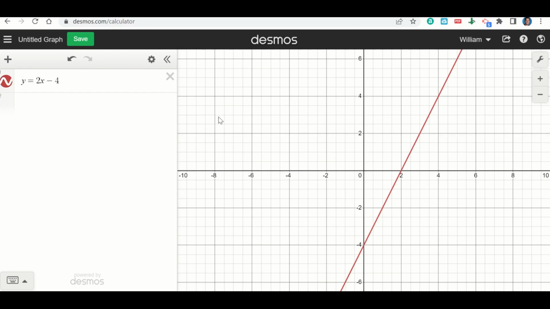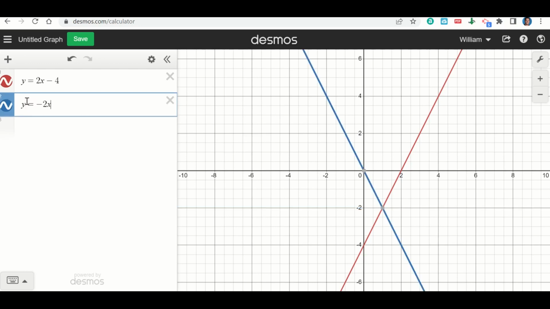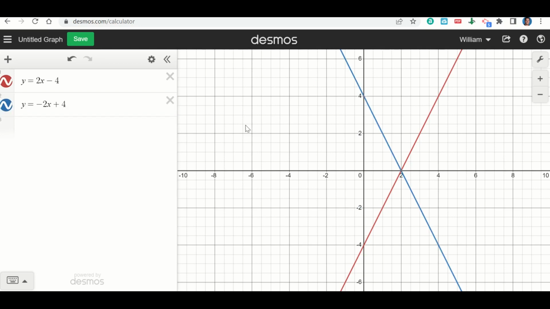So there's our first equation. Now we're going to type in our second equation. So we're going to go to the line below it. And let's say it's y equals negative 2x plus 4. So there's my two lines.